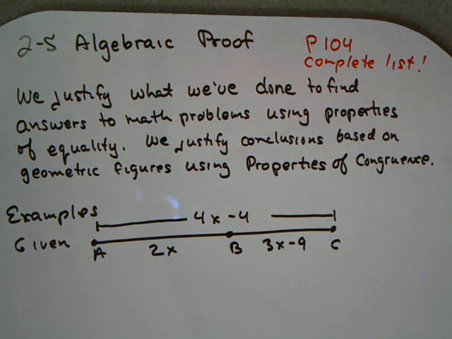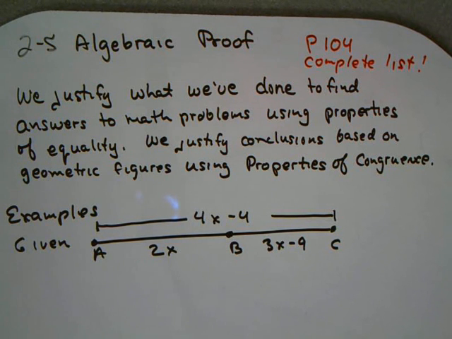Here's what we've got. We justify what we've done to find answers to math problems using properties of equality. Your algebra teacher probably told you these when explaining how to solve equations, but you were so focused on the process you didn't really think about what properties we were using. We also justify conclusions for our proofs of some geometric figures using properties of congruence, and we're going to look at those. That list is on page 106.